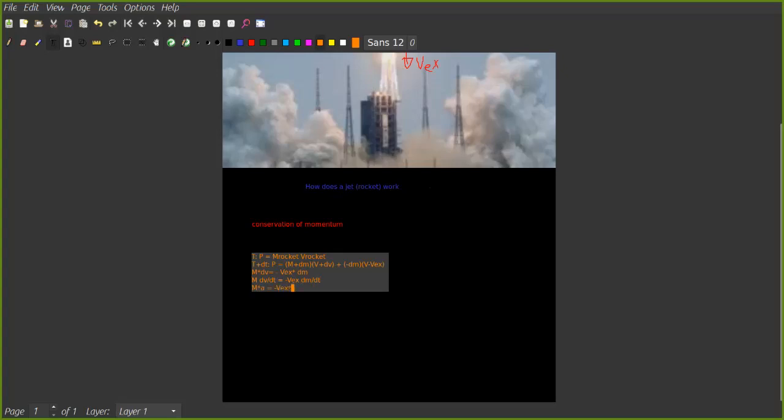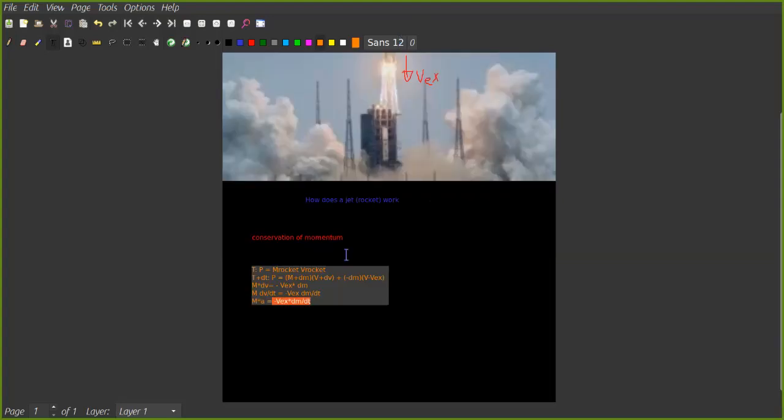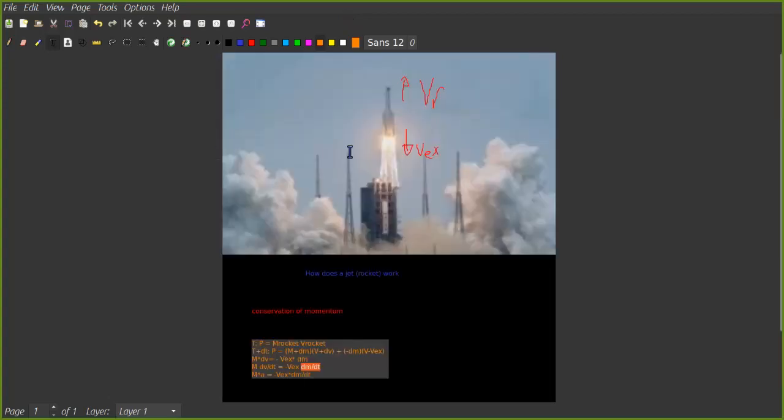Now this is m times a, equal to minus v_ex times m dot, or just dm/dt, and we know therefore that m times a equals F, so this is a force, and that's the force pulling it upward. If I want to increase my velocity, I have to decrease the mass, because it's going to be negative, and negative times negative is positive, so boom, we increase our velocity. That's the conservation of momentum for a rocket, and that's how a jet or a rocket works.